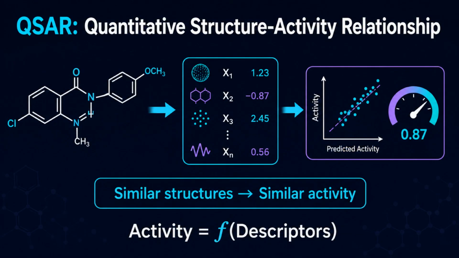Now let's discuss QSAR, quantitative structure-activity relationship. The basic hypothesis is that similar molecular structures show similar biological activity. This is the similar property principle. The general QSAR equation is activity equals some function of descriptors. Activity means a measured biological activity, such as IC50, or the binding constant Ki. Descriptors are molecular properties. The function can be linear regression, random forest, or neural networks.